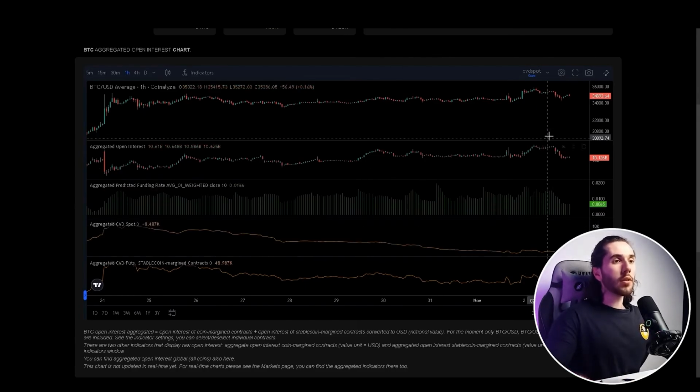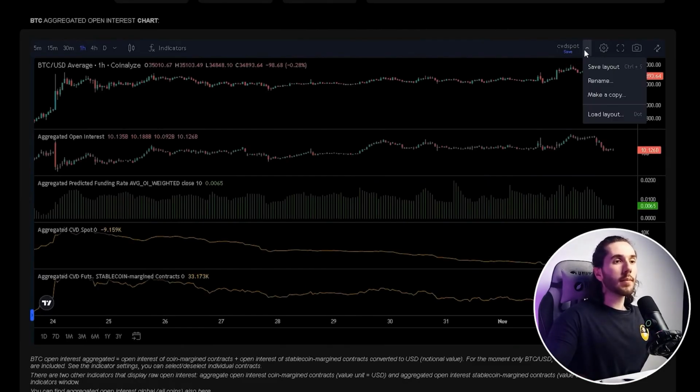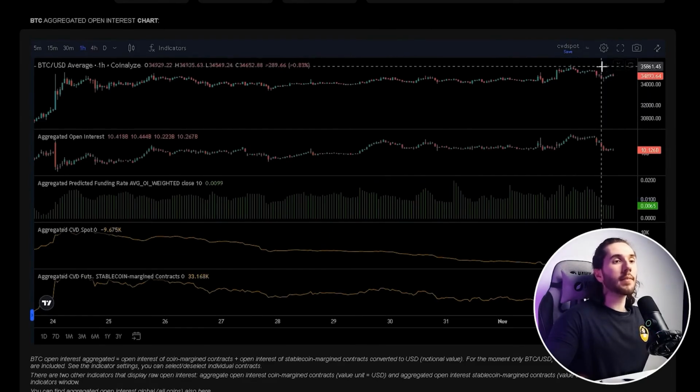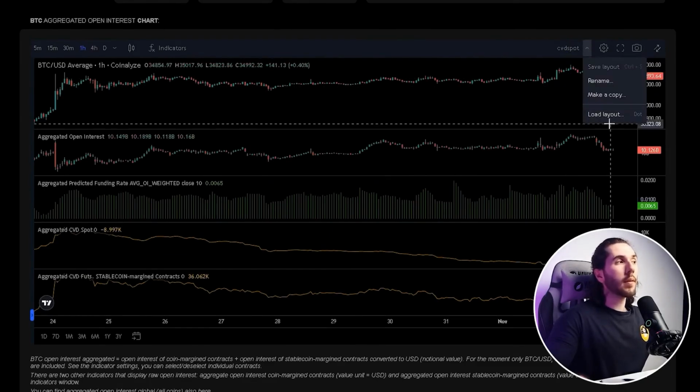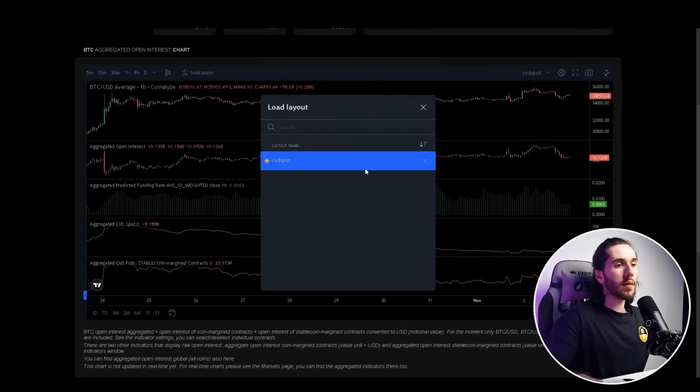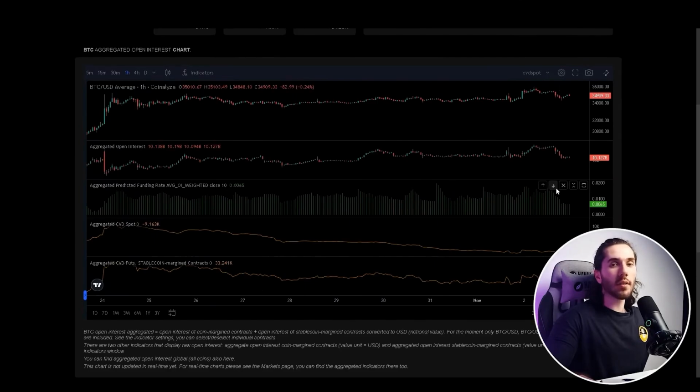After seeing these charts, look from above and click on the triangle here. From here, we do save layouts. After saving the layout, you won't need to open these one by one each time. You will say, Load Layout. When you click on this, it will appear right in front of you.